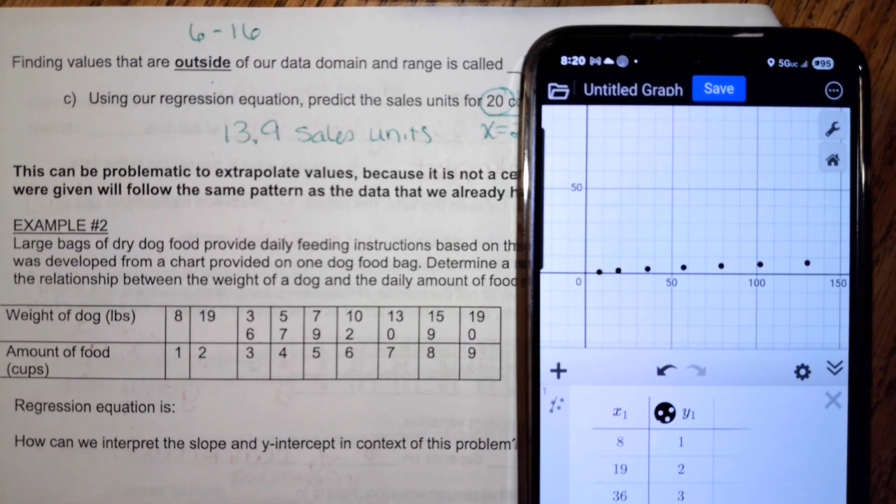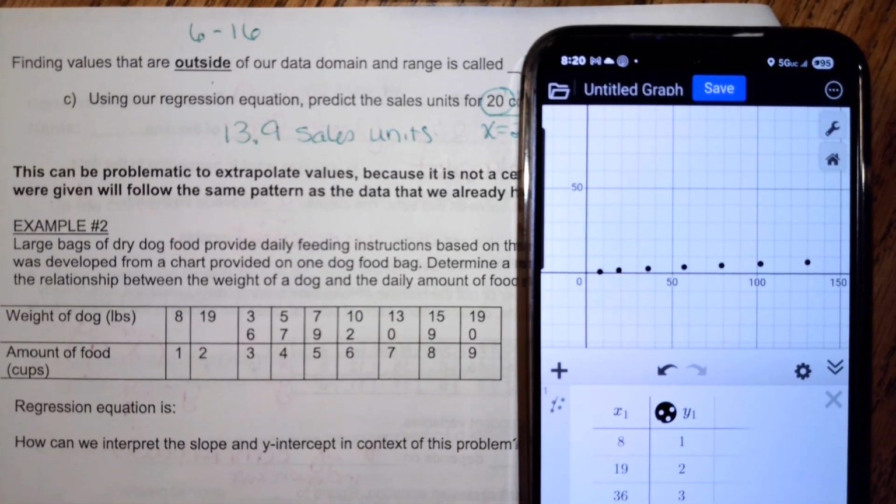All right, now when you get your equation, you can round it to 2 decimals. So round it to the nearest hundredths.